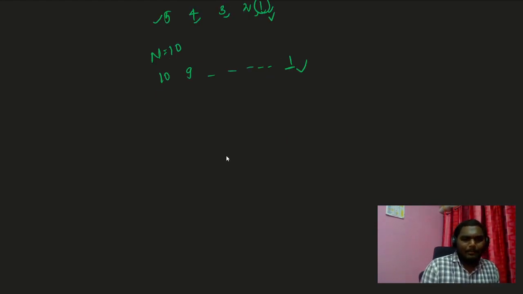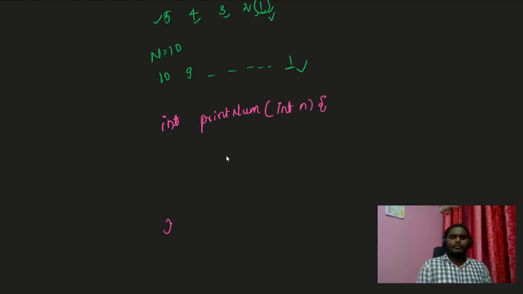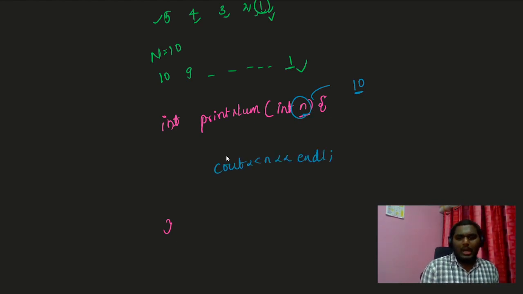So let's take a function with the name print number, and it will be taking your n. So I have given n as 10. Now what I need to do? First I need to print that 10, right? So print n.